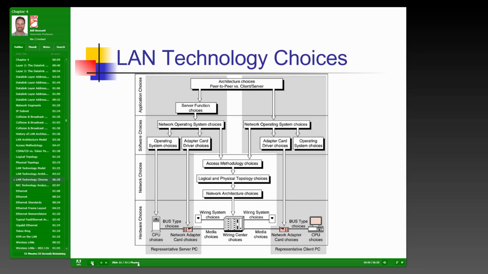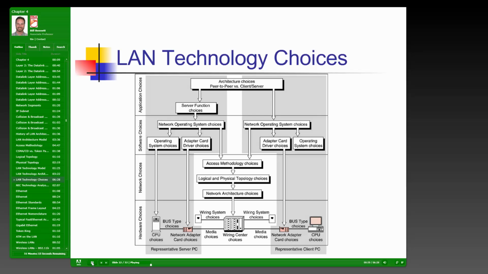So on the left here what we're seeing is the client-server structure, and on the right we're seeing the peer-to-peer structure. So if you're going to set up a client-server network, it just means you've got to determine what type of server functionality you want to provide within that network.